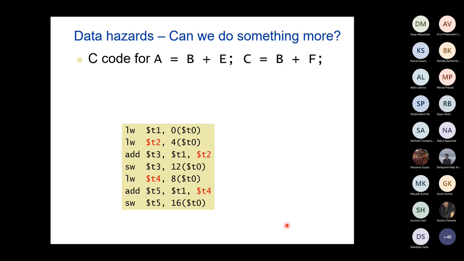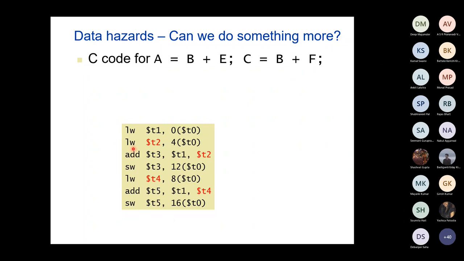Now regarding data hazard, can you do something more? So we have forwarding, the addition of forwarding hardware, and then the use of stall if it is inevitable, and so on. Let us look into this example. This is the MIPS code for this C program, A equal to B plus E and C equal to B plus F.